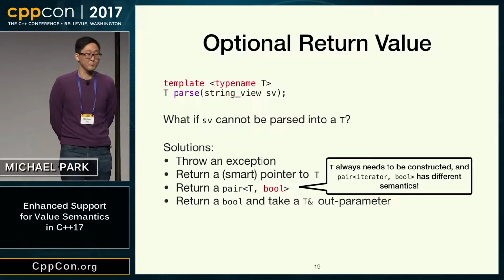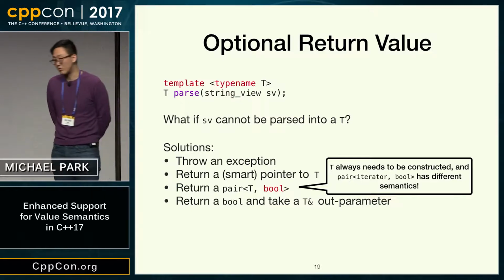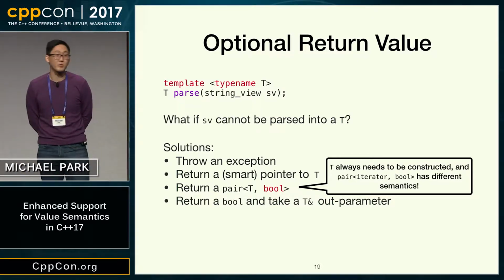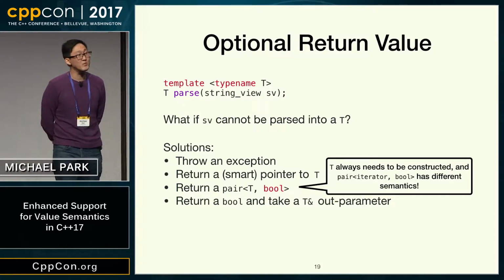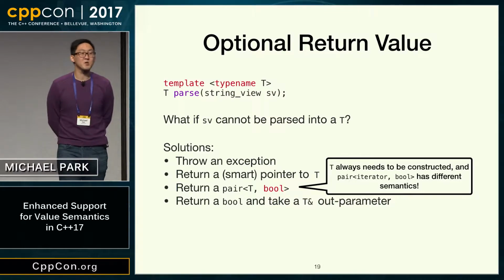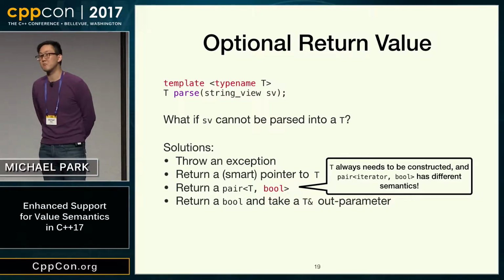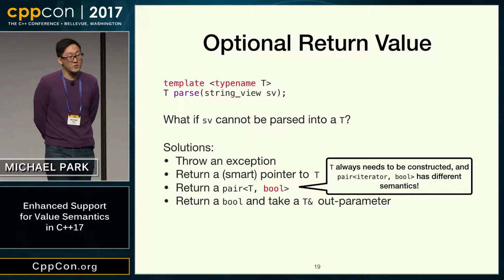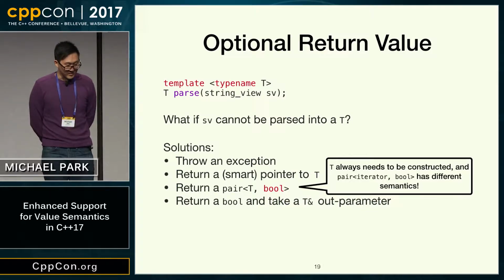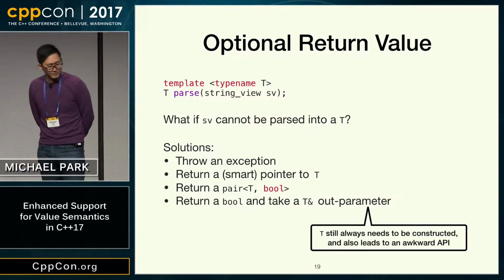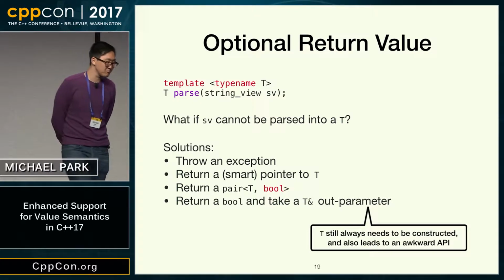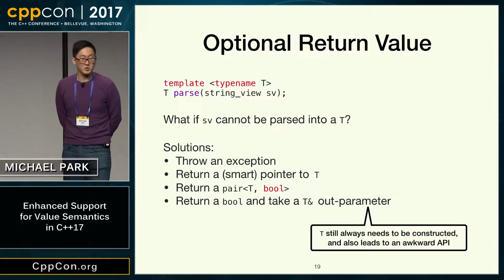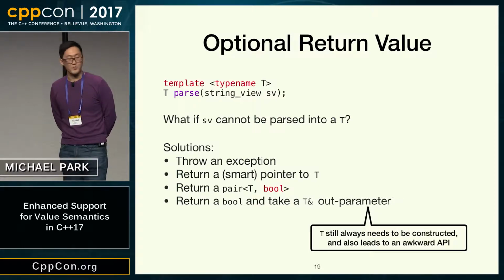Well, map insert returns a pair iterator bool. Well, what does it mean? Does it mean that when the bool is false, the iterator is invalid, or the object that the iterator is pointing to is invalid? No. If the bool is false coming out of map insert, it just means that it wasn't the object that you tried to insert that I'm pointing at right now. So it's always a valid iterator, right? The interpretation of what pair T bool means is ambiguous. And the last one, this one's maybe the most obvious one. It still needs to be default constructed or constructed into something, and it leads to a very awkward API.